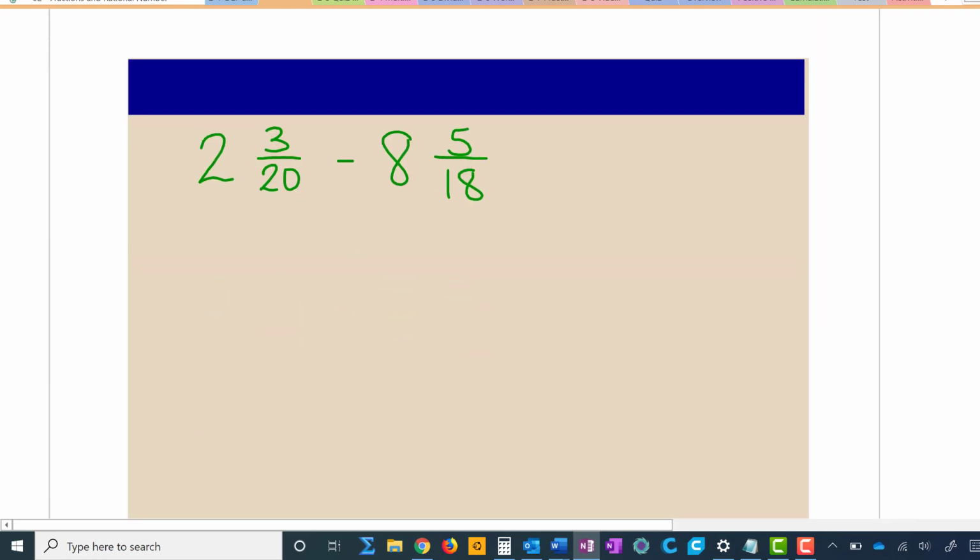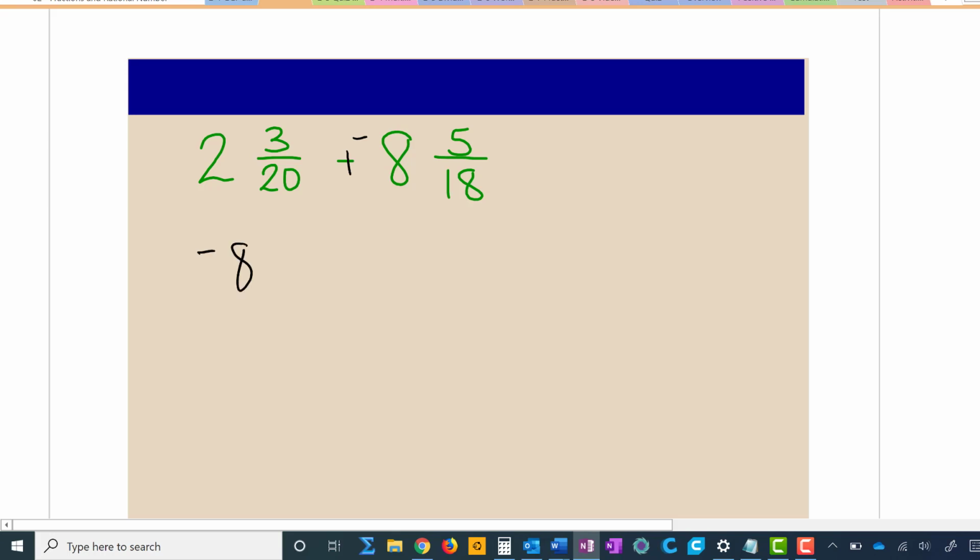So I want you to try this one with the prime factorization and come back and listen to the explanation if you get stuck. So first we're going to change it to addition. We need to think about which one's bigger. So let's go ahead and do that.